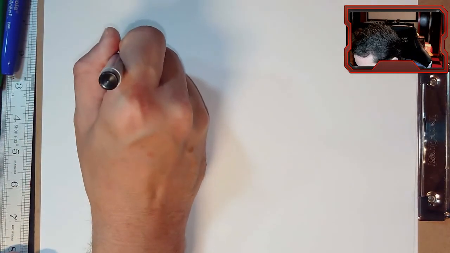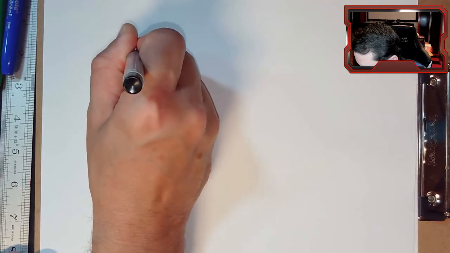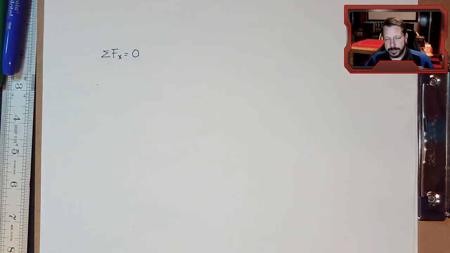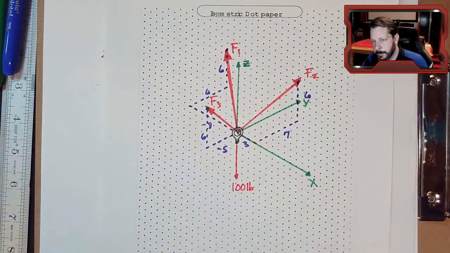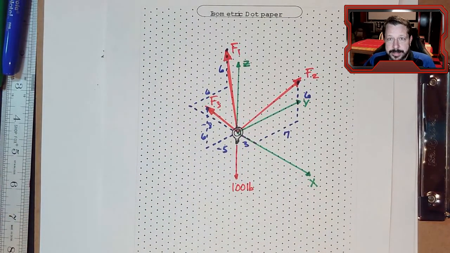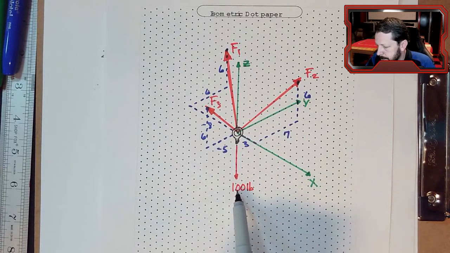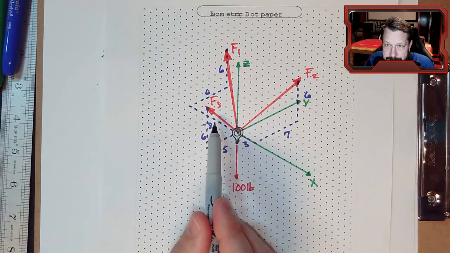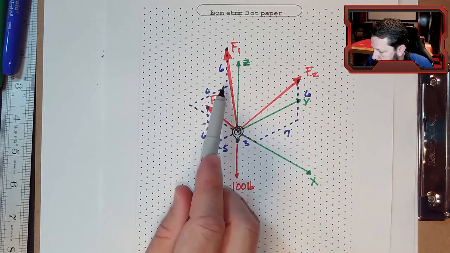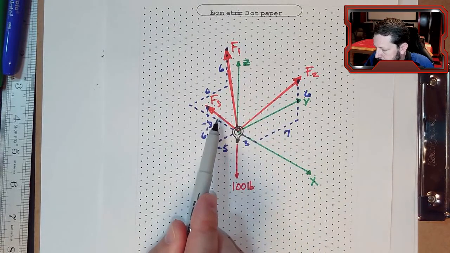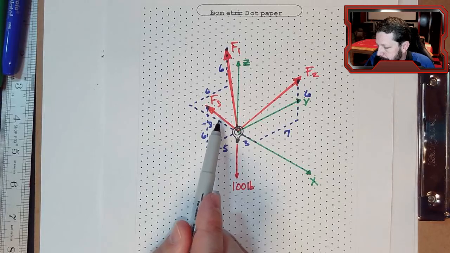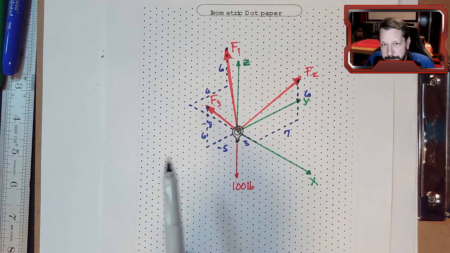Summation of forces in the x direction equals 0. So what this equation says is that we need to take every force component in the x direction for our system, and they need to add to 0. So the 100 pounds, it doesn't have an x component. Actually, F3 does not have an x component. So it's only F1 and F2, but I can't actually ignore these two because they are part of my system.